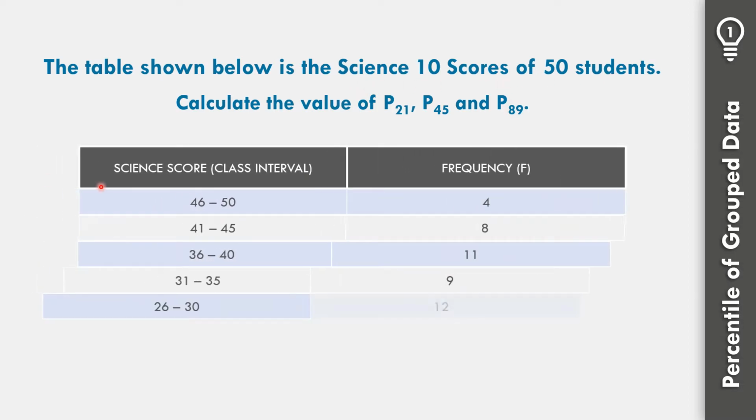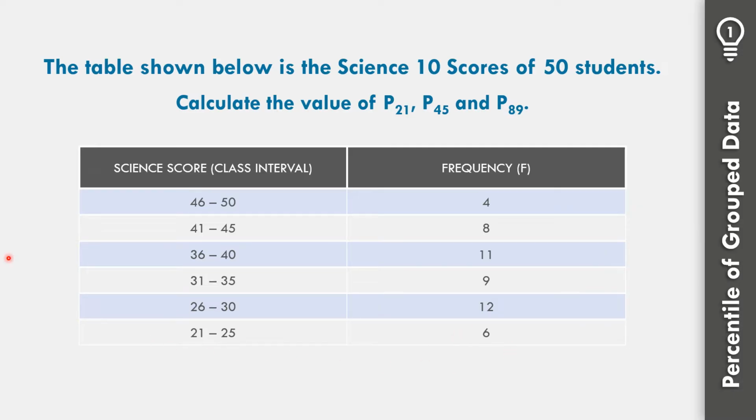As you can see, for the science scores, the class interval from 46 to 50 has 4 students. 41 to 45, we have 8 students. 36 to 40, we have 11 students. 31 to 35, we have 9 students. 26 to 30, 12 students. And 21 to 25, we have 6 students.